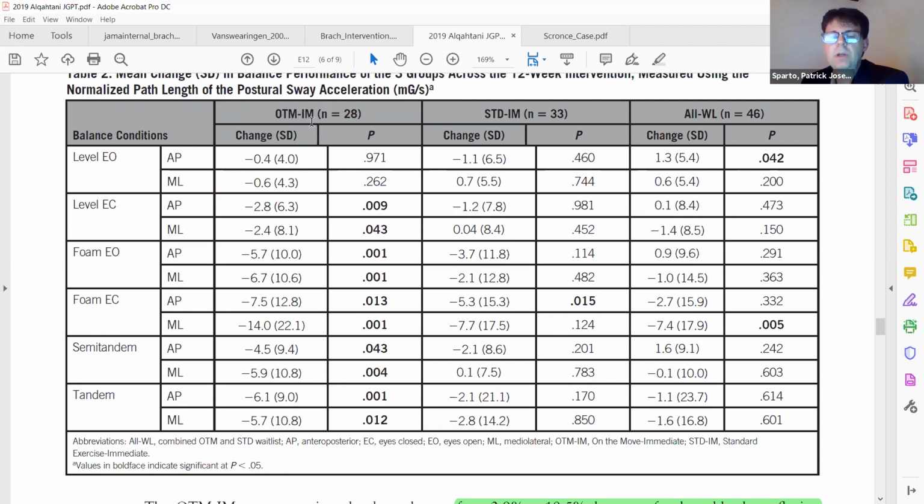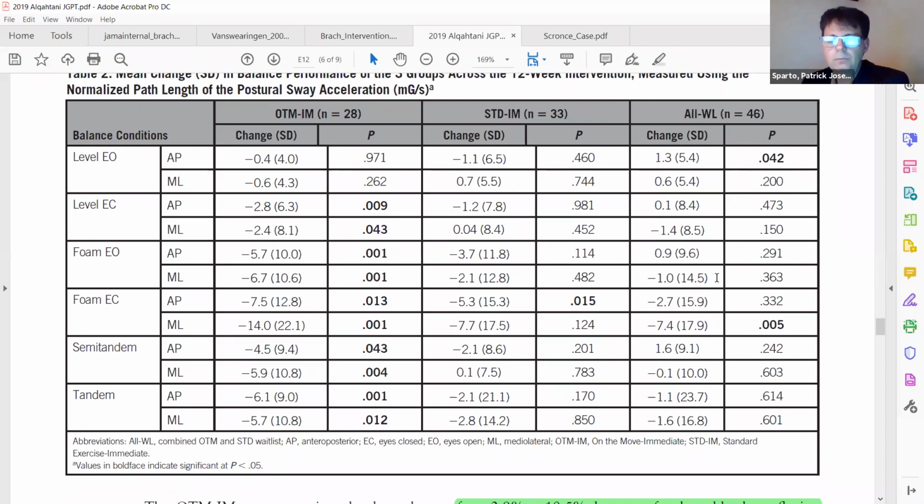Now, when we compare across groups, there was no difference between the On the Move group and the standard exercise group. There was a difference in 3 of the conditions in the On the Move group compared to the waitlist group, so improvement in body sway in the On the Move group compared to the waitlist group. And then for 2 of the measures, the standard group performed better than the waitlist group.